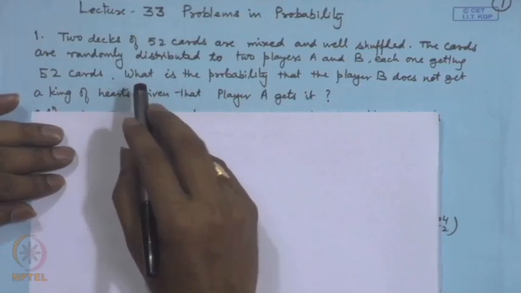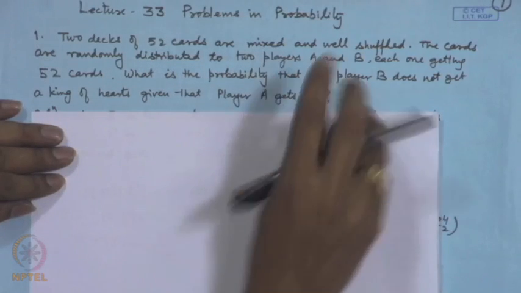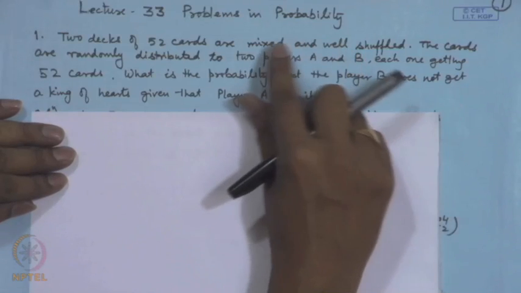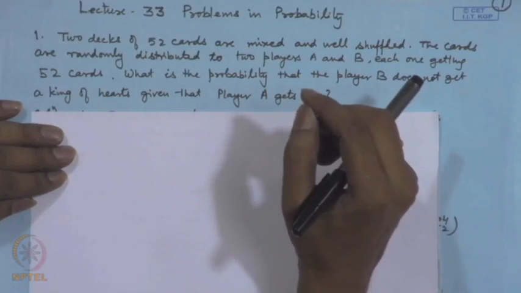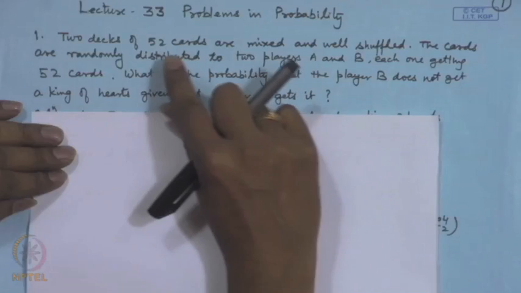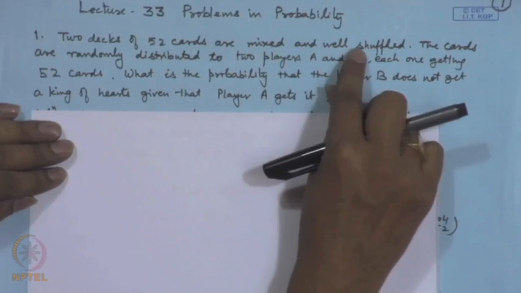So, let me start with the first problem. Two decks of 52 cards are mixed and well shuffled. What is the meaning of mixed and well shuffled? That means, when we draw the cards, the probability of drawing each card is the same. Now that we have two decks, there are 104 cards, and if it is well shuffled, then when we draw randomly any card or distribute the cards, each card will have the same probability of occurrence. That is the meaning of well shuffled.